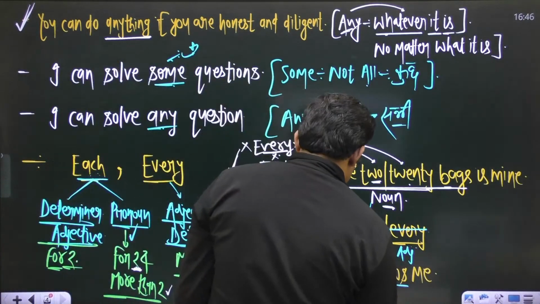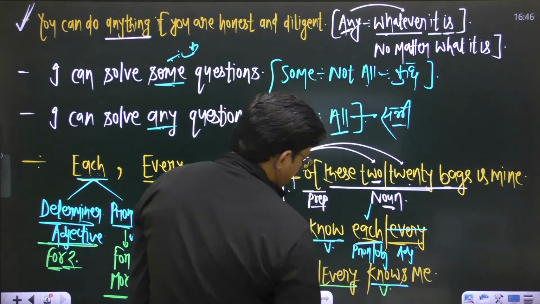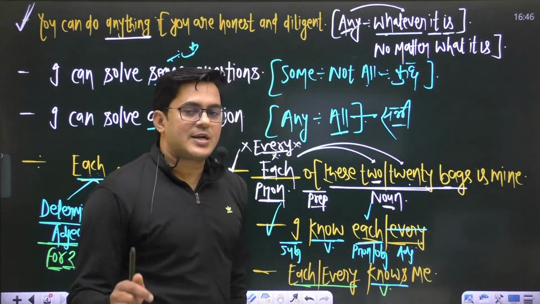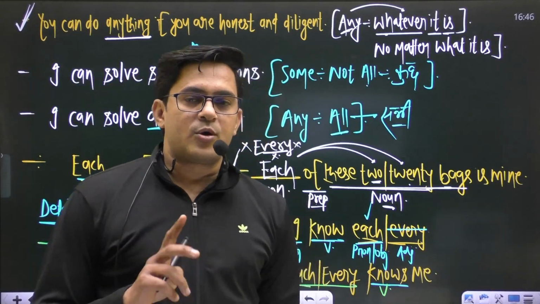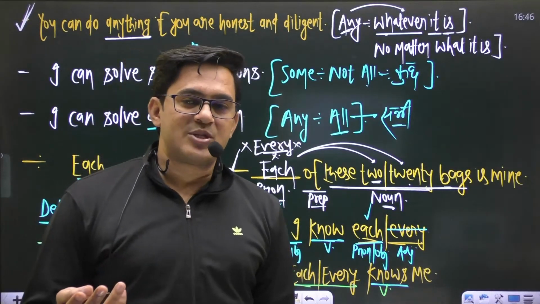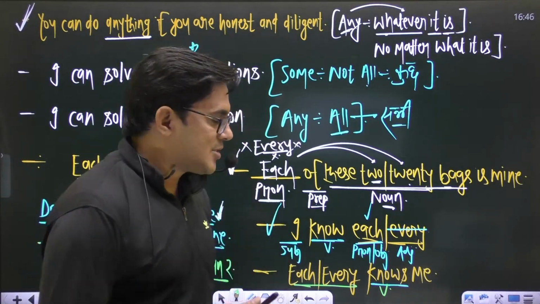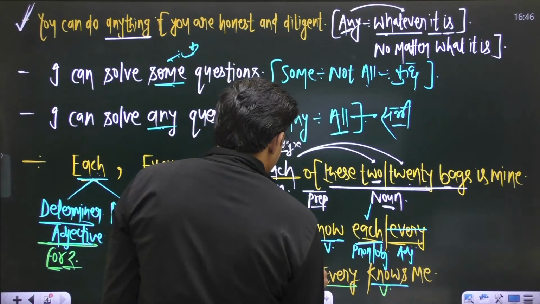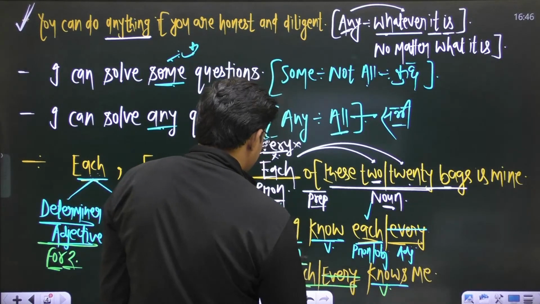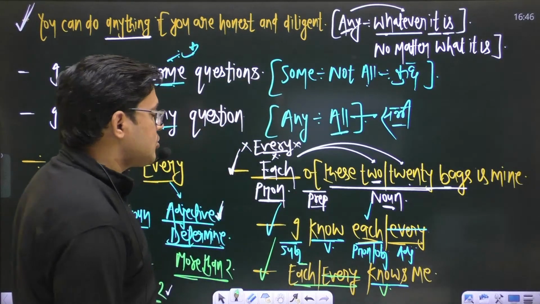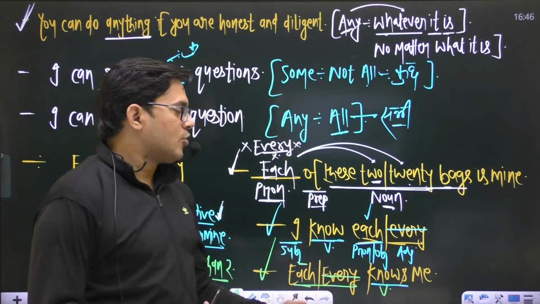And in the second sentence, before the verb we need a subject, and subject and object can only be a noun or pronoun. Adjectives can't be the subject of a sentence. So again, this word each is a pronoun, and a pronoun can be the subject of a sentence. Drop every. The sentence will be like, each knows me. Each knows me. Second sentence, and I know each.